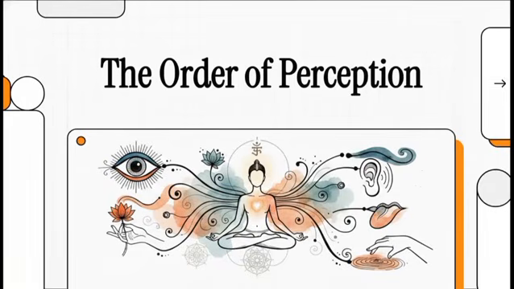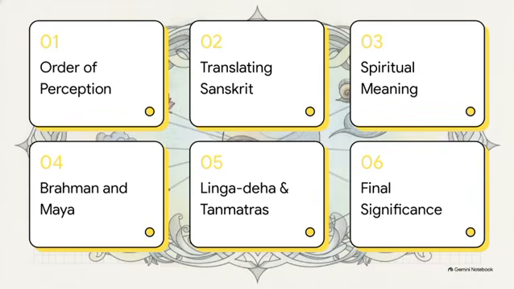Today, in Part 2 of Chapter 61 of the Yoga Vasistha, we will discuss in detail topics such as the order of perception and other sensory perceptions. Today, our path is clear and sequential. We're going to cover, first, the order of perception, then translating the original Sanskrit, the spiritual and philosophical meaning, mapping Brahman and Maya, Linga Deha and Tanmatras, and finally, the ultimate spiritual significance of all of this.